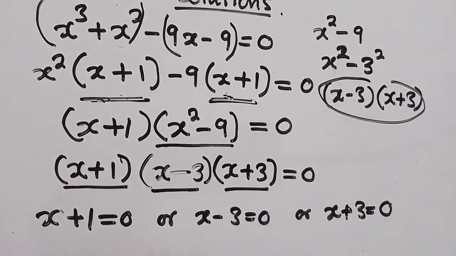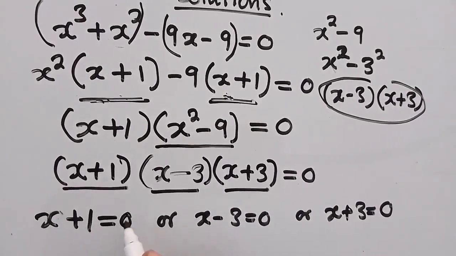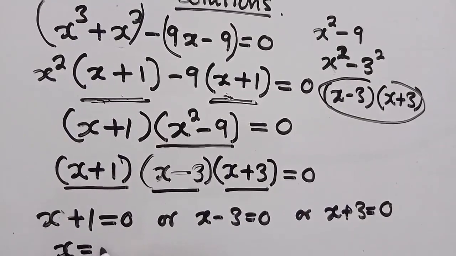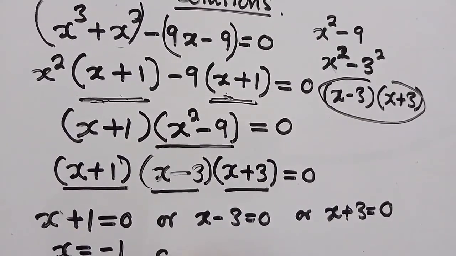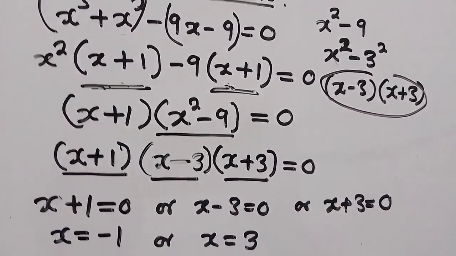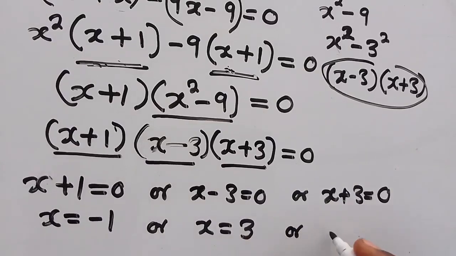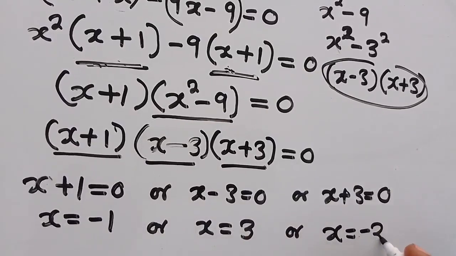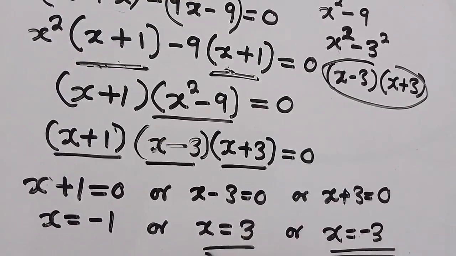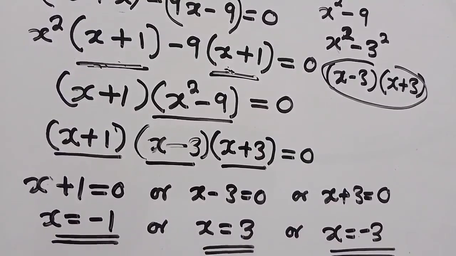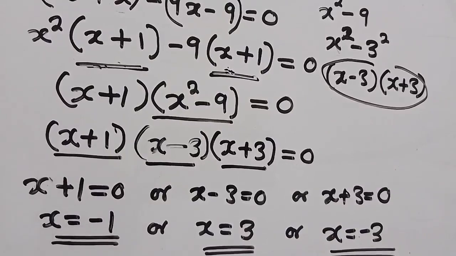You know that when this one goes to that side, it's minus. So x is equal to negative 1, or x is equal to 3, or x is equal to negative 3. These are the answers that you are getting. This is how you solve a cubic equation, or rather a cubic polynomial. These are the steps that you need to follow and understand.